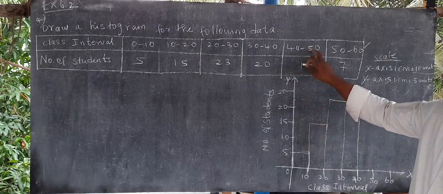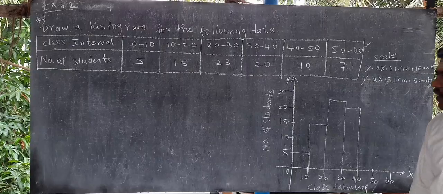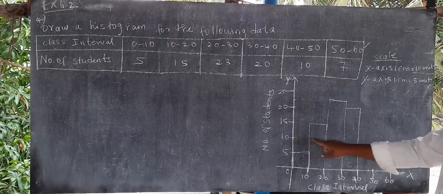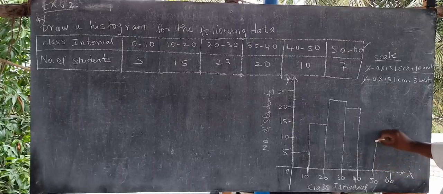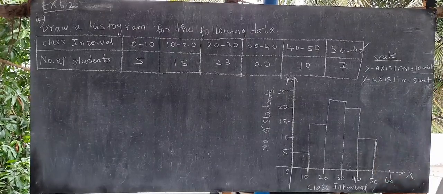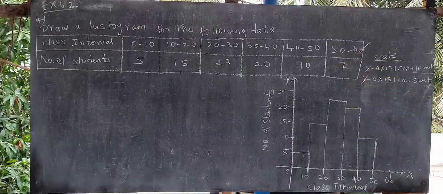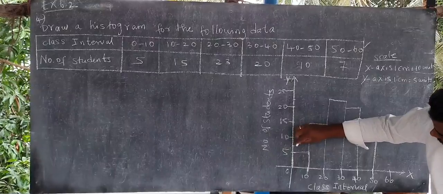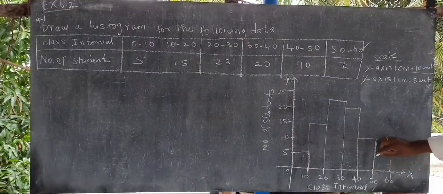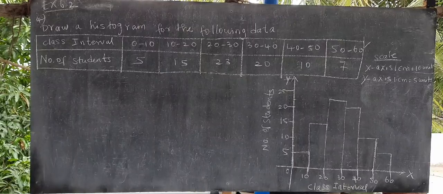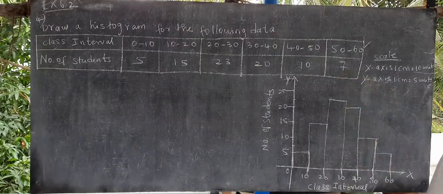And then 40 to 50, 10 students we are having. 10, here we are having 10. And then 50 to 60, 7 students. 5 to 10, in between we are having 7. So this is the class interval for this given table.